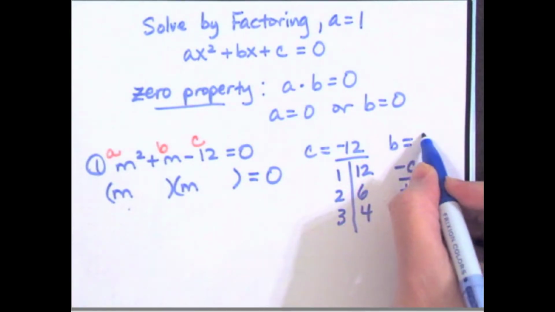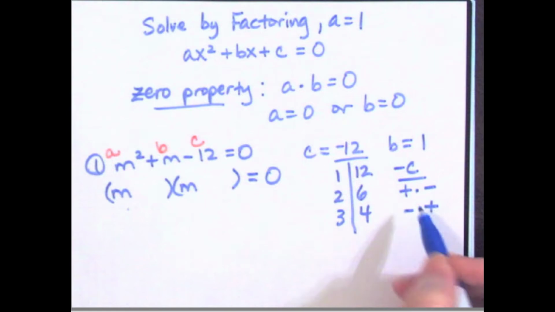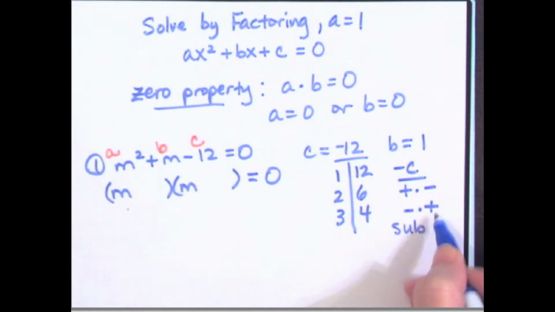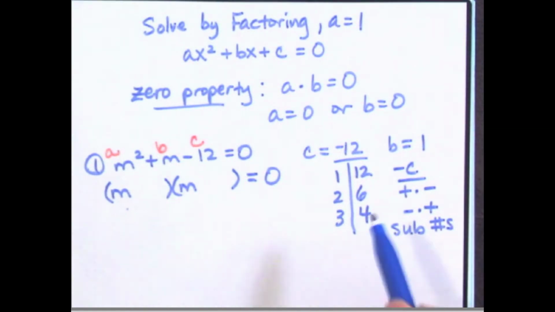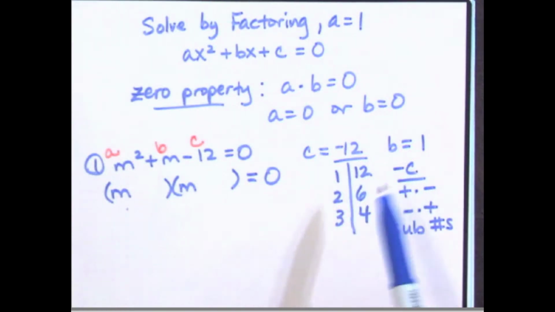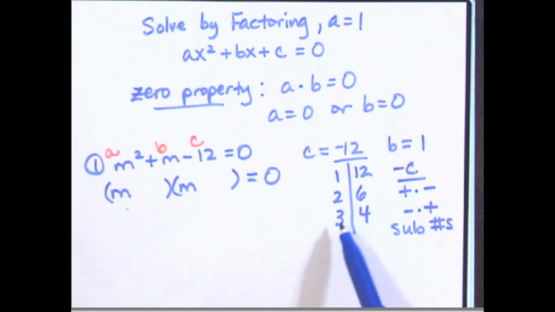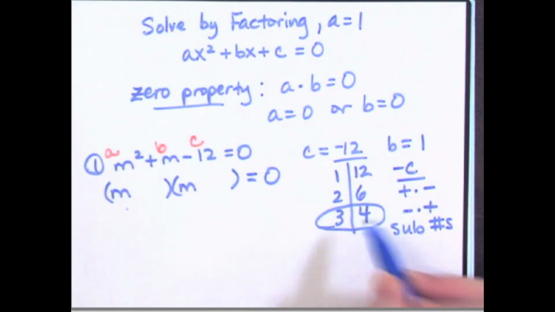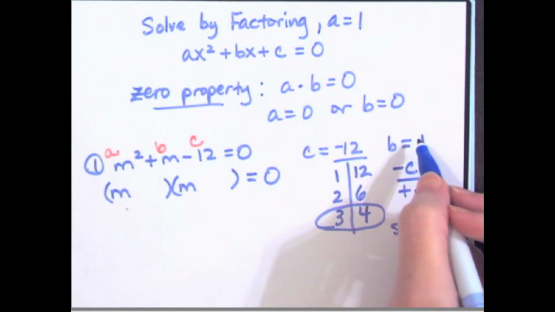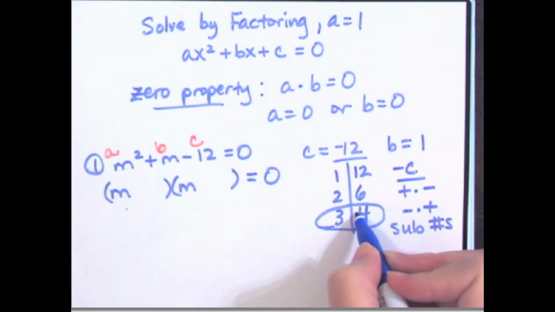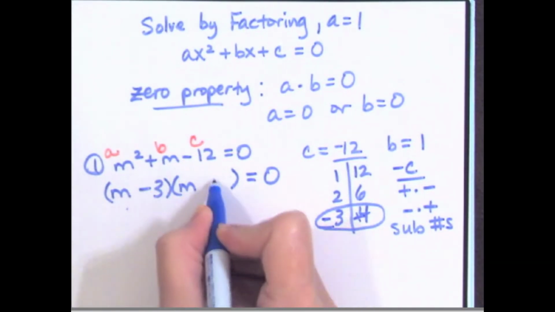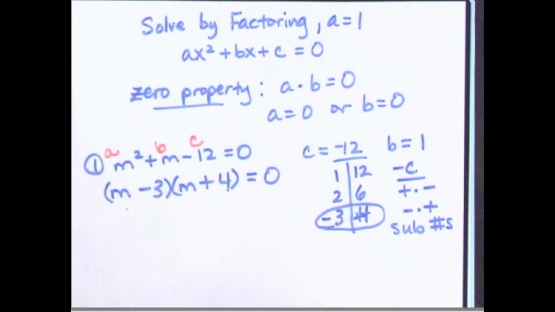And they're going to have to combine to give you whatever your middle term is. And our middle term was 1. So since c is negative, I'm going to need them to subtract to give me that 1. So we'll subtract the numbers. 12 minus 1 is 11. Nope. 6 minus 2 is 4. Nope. 4 minus 3 is 1. Yes. We need our larger number to be positive since our middle term was positive. So 4 will be positive and 3 will be negative, and those are the factors that will go in our parentheses. And we can FOIL or distribute that out.